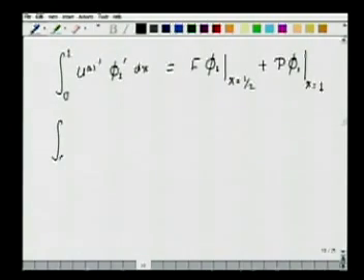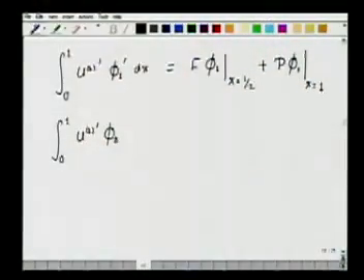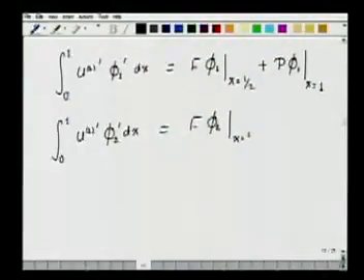Similarly, I will get for the second one, integral of u2 prime phi 2 prime dx is equal to f phi 2 evaluated at the point x equal to half plus p phi 2 evaluated at the point x equal to 1. I have simply replaced the polynomials with generic definitions of these phi's. So, these are the two equations that we will get.